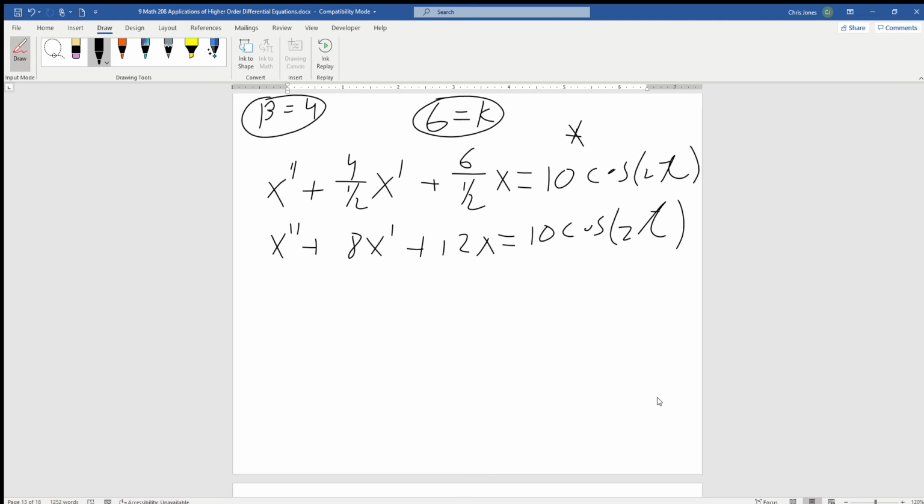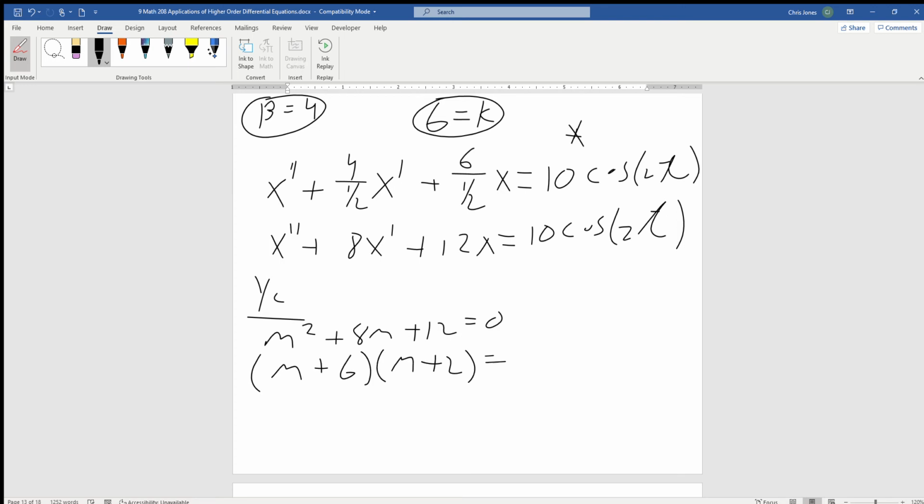And finally, let's go ahead and get the complementary solution, which is defined as m squared plus 8m plus 12 equals 0. Factoring, (m plus 6)(m plus 2) equals 0. So we get case 1, where we have -6 and -2 as our two solutions. And so we get yc equal to c1 e to the minus 6t plus c2 e to the minus 2t.